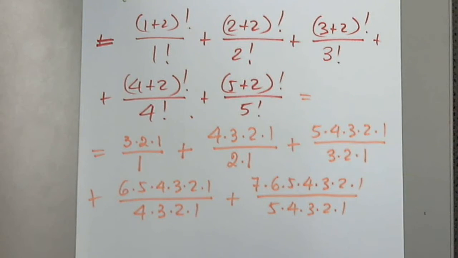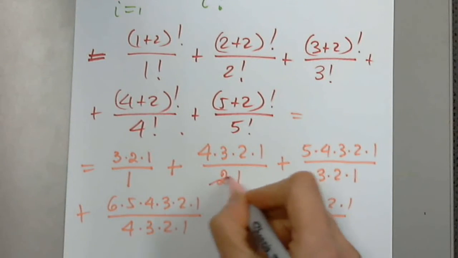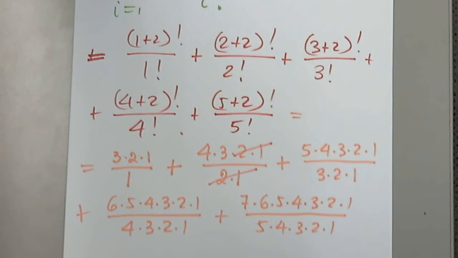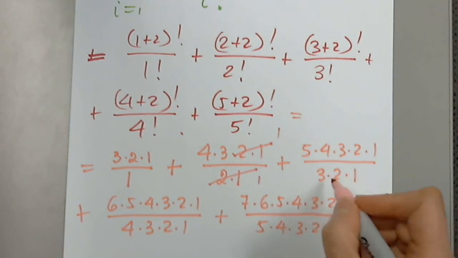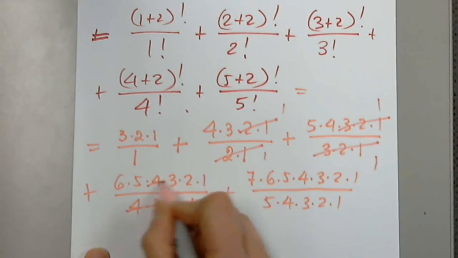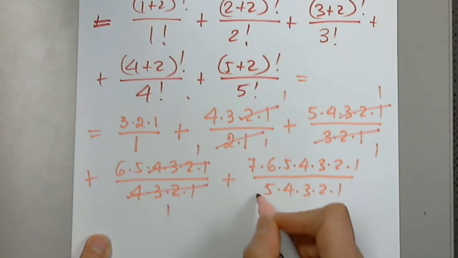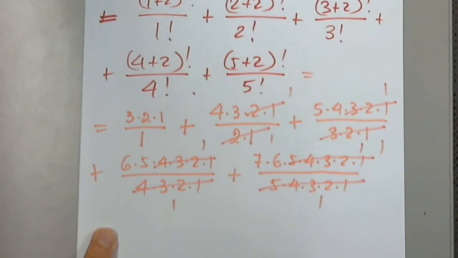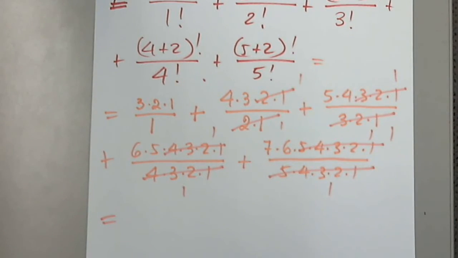Otherwise, I should have simplified them, right? Okay, so here it is. Gone, gone. 1, 1. Gone, gone. 1, 1. And then gone, gone. 1, 1. What is left from the first fraction?